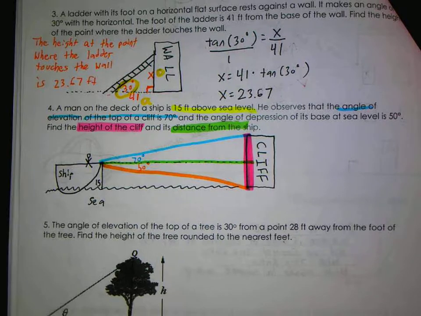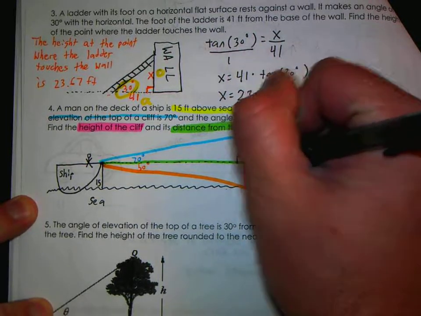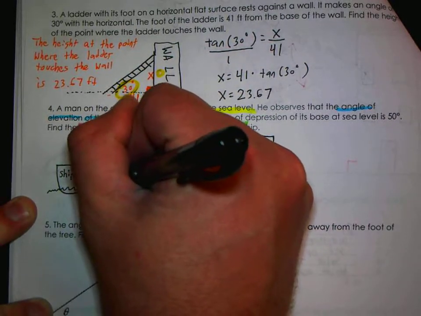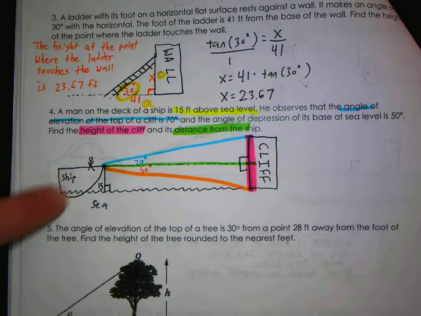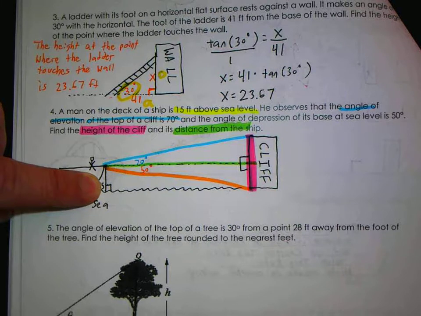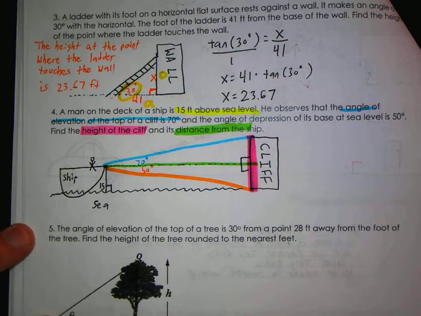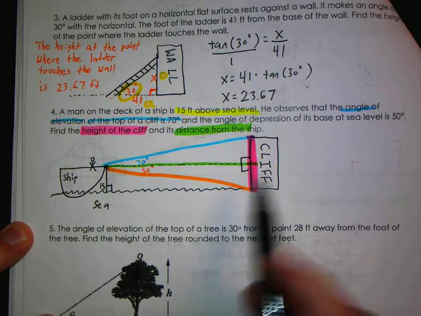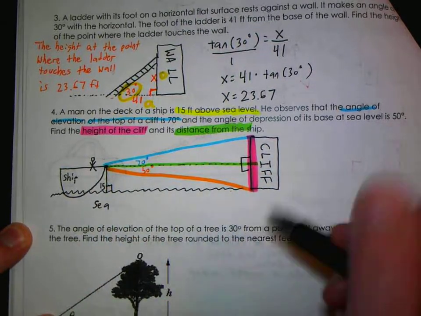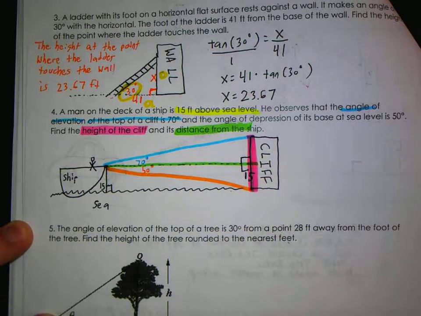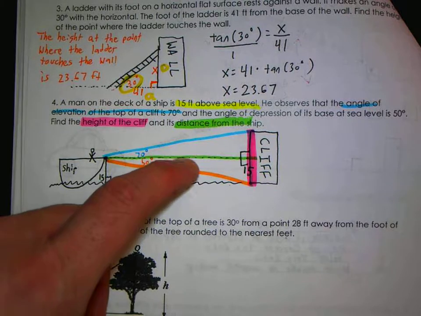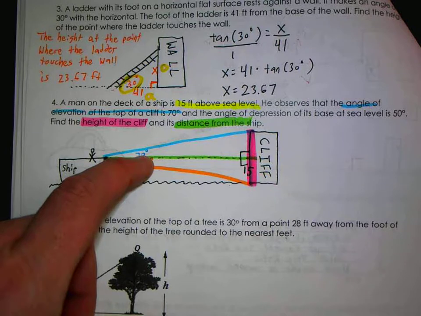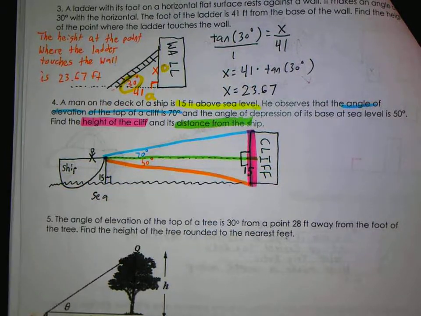Now, lucky for us, this forms a 90-degree triangle right here, and right here, and even down here if we need it. Okay, I'm missing some information. A man on the deck of a ship. Oh, we need this 15, don't we? So, what if I just label this? If this is 15, then isn't this 15? Isn't it the same? Nice. So I could use this 15 and this angle to find the green. And then once I have the green, I can use this green and this angle to find this, and then I can add those two together to get the total height of the cliff. Does that make sense?